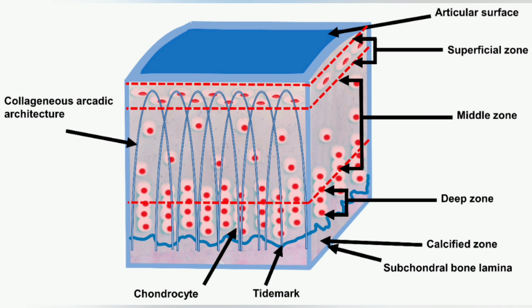Damage superficial to it has poor blood supply. Damage which goes down to and crosses the tide mark will heal. That is the concept of abrasion chondroplasty. Repair is usually by type 1 collagen. Arcade of Benninghoff: draw it and explain to him.